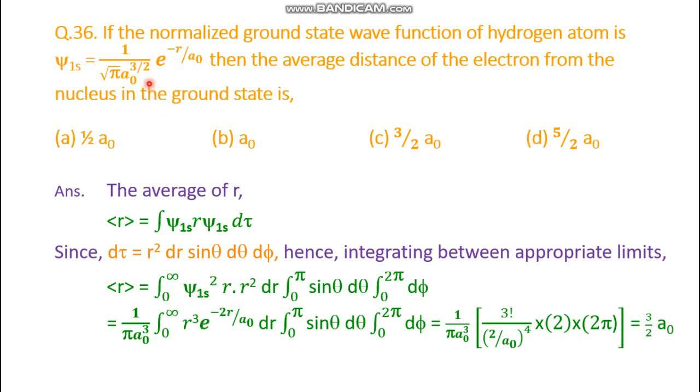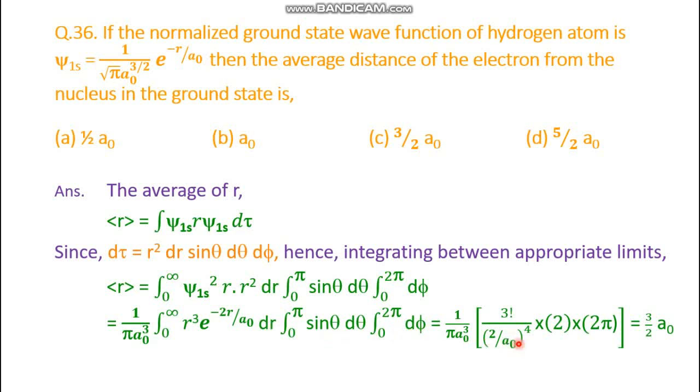What is the value of psi 1s? This one is the value of psi 1s. Then we have taken its square, so the root has gone, and the a0 to the power 3 by 2, this half has also gone due to squaring, so it becomes a0 cube. So this is pi a0 cube. Now the integration of this r with r squared and then exponential minus r by a0. If this is also taken in the squared form, then the 2 comes here, so in place of r it is minus twice r, then dr, and these two remain the same.